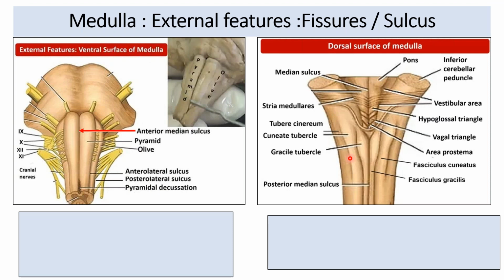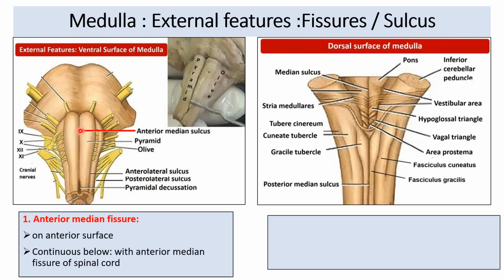So now we come to the external features of the medulla. This red arrow is onto the ventral aspect of the first picture. This is showing the ventral aspect of the medulla. This is over here, the same picture. So ventrally, in the median plane, you will find a sulcus. This is called the anterior median sulcus. This anterior median sulcus or fissure, which is on the anterior surface of the medulla, is continuous below with the spinal cord. In the spinal cord, again you have a fissure, that is the anterior median fissure. So the anterior median fissure of the spinal cord is basically continuing into the anterior median sulcus or fissure of the medulla.